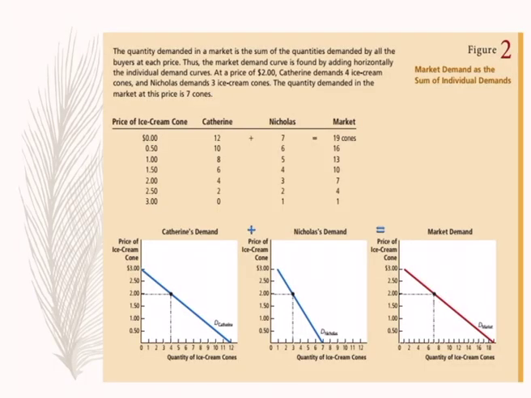So you can see clearly that market demand is the sum of individual demands. When you combine them, Catherine's demand may be relatively more than Nicholas's, but when you put together the market demand, the slope of the curve does not change. It remains the same in the market demand curve, but it gives an aggregate picture. And this is about individual and market demand curves.